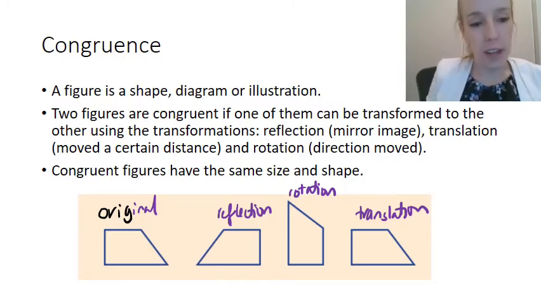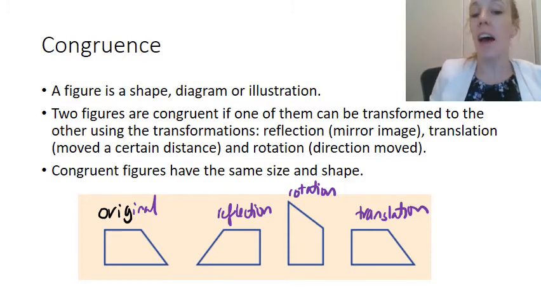moved, rotated, or reflected. So congruent figures are the same shape and they're the same size. You can see down the bottom all 4 of those shapes are the same size and they're the same shape. So that's very important for congruence. If they're not the same shape or they're not the same size, they can't be congruent.